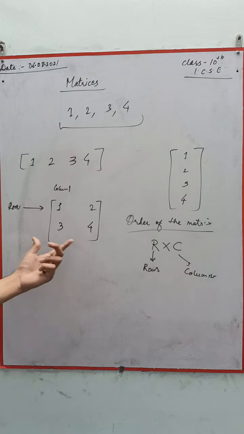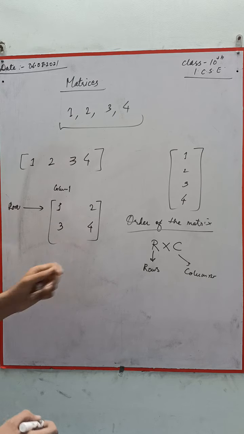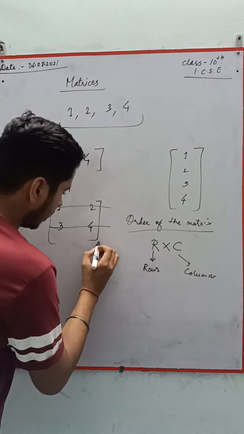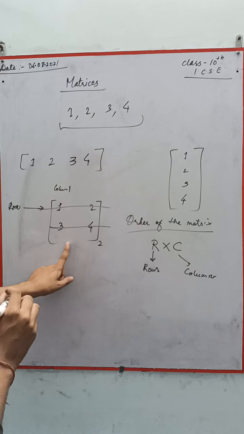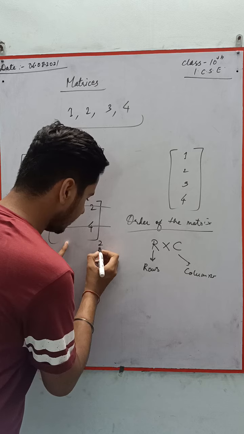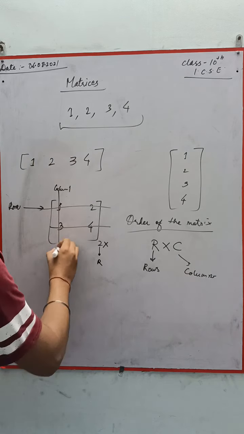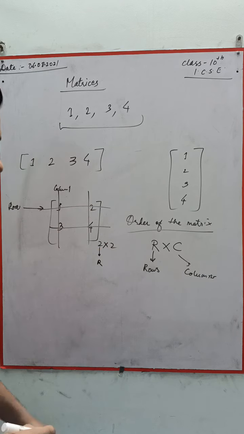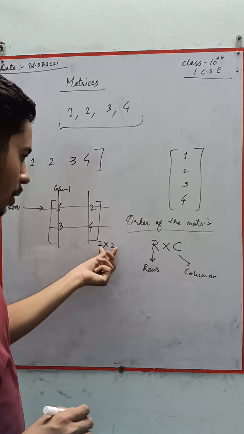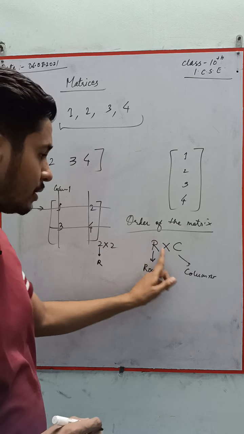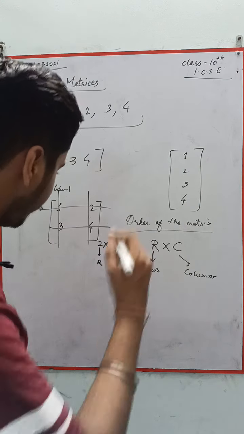Okay, so from here, can you tell me how many rows are there? Definitely there are two rows. So in the suffix of the matrix you have to mention 2, which says R cross, how many columns are there? 2, so 2 cross 2. That is how we denote the order of a matrix in the suffix, in such a way, R cross C.